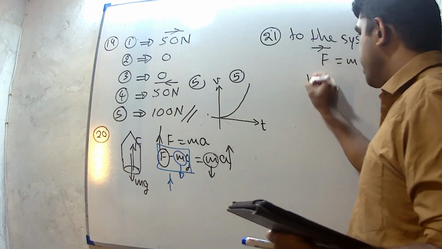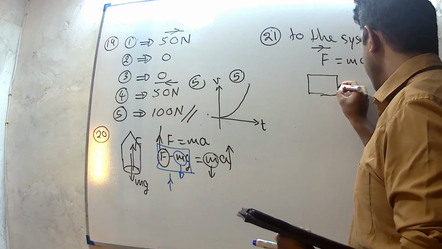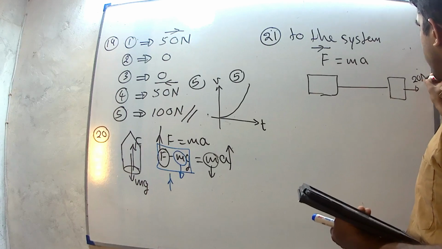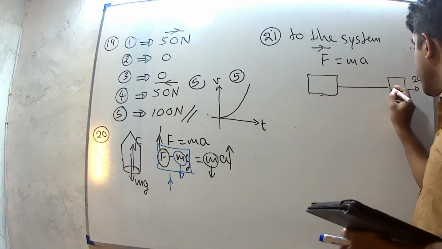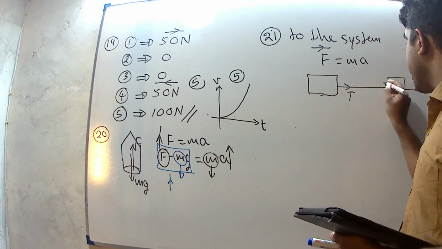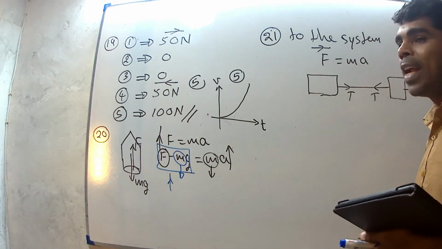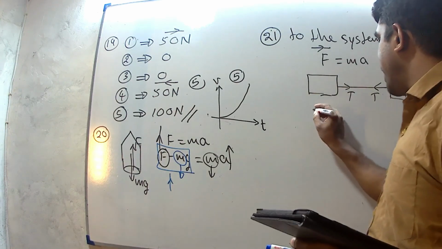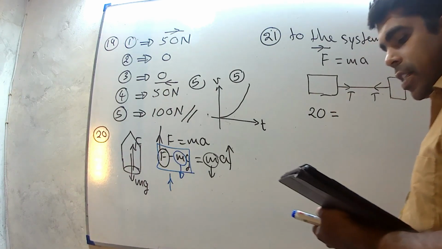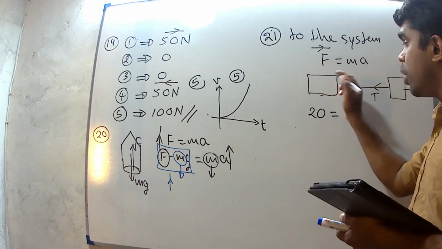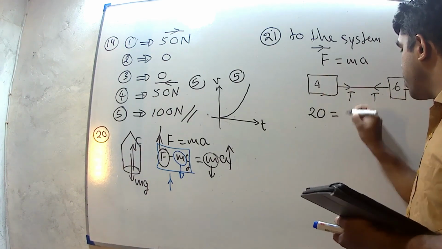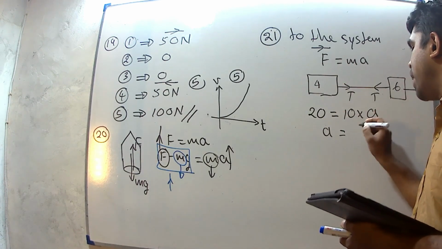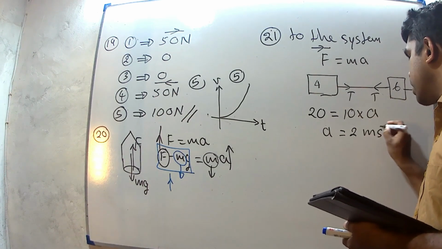When considering the system, there is only one force, it is 20 Newton. Tension is cancelling, equal and opposite forces. Therefore, resultant force is 20. Force 20, mass, we have to consider the sum of masses, 4 kilogram plus 6 kilogram, 10 kilogram. Then we can get acceleration is 20 divided by 10, 2 meters per square second.